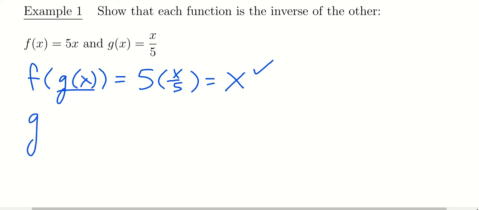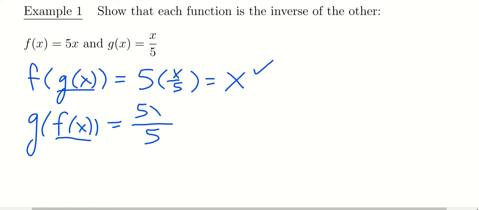We're not quite done yet. We also have to verify it by checking the other composition. Let's look at g composed with f of x. The inner function this time is f. The outermost function is g. G of x as a function says to take the input and divide it by 5. This time our input is f of x, which is 5 times x. And 5x divided by 5 also reduces and gives us x. Thus, by showing that the two compositions produce x, we can say definitively that g is f inverse. So it is true, those two functions are inverses of each other.